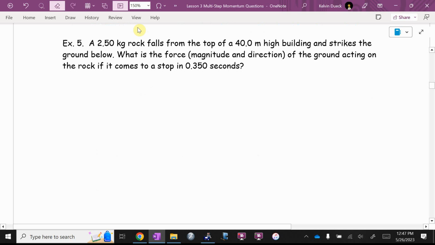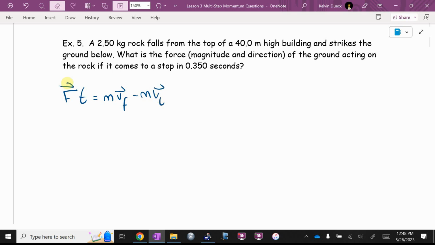Was there anything else? Okay. Example 5. Jackson, what does example 5 want me to find? Magnitude and direction of the force of the ground acting on the rock if it comes to a stop in 0.350 seconds. Okay. Don't write this down, look up. My brain thinks, because they gave me a time, maybe I can use the impulse equation, because force times time. So my brain said, force times time equals mv final minus mv initial.